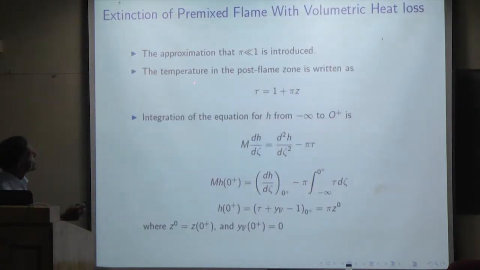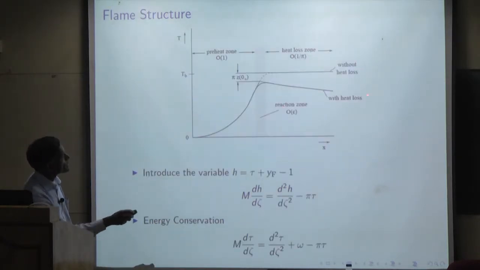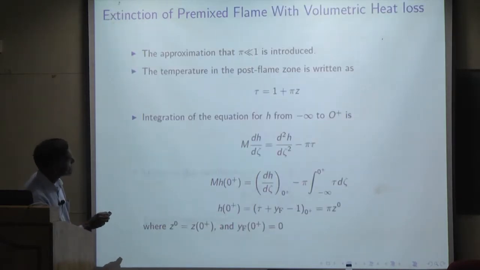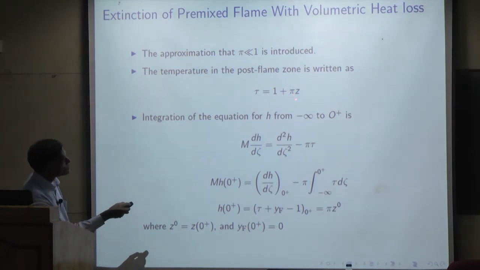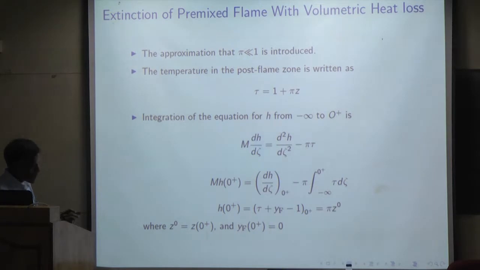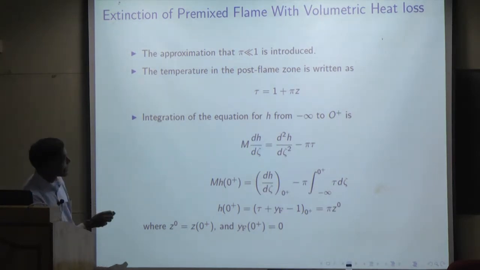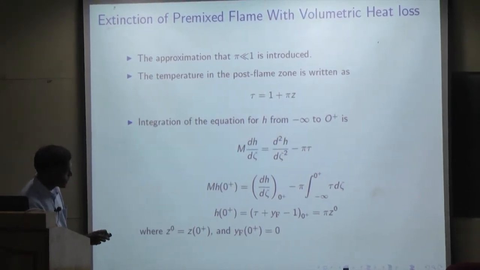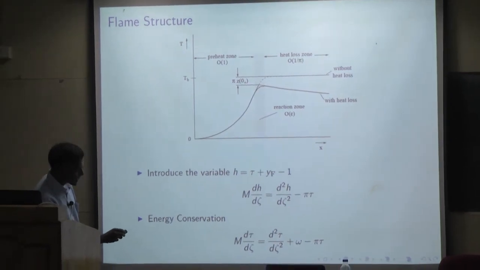So now, the temperature. If I want to analyze this region, the temperature is perturbed. So the temperature is actually tau plus a correction that appears, and this is pi z. It'll turn out that z is actually negative, so the temperature is actually decreasing. That's the expansion for tau in the post-flame zone. And now what we're going to do is integrate the equation for the enthalpy.